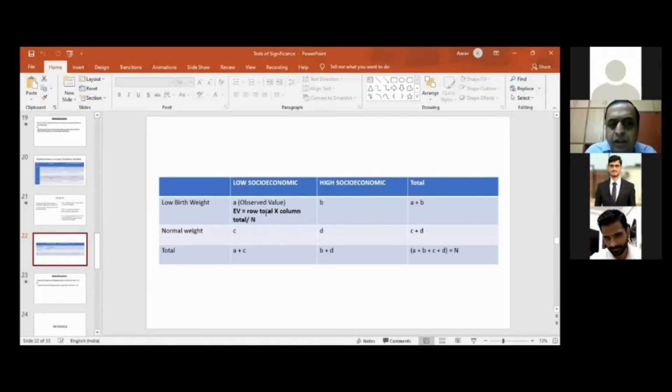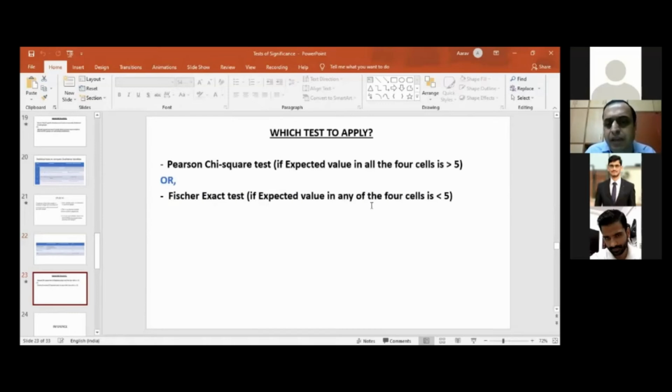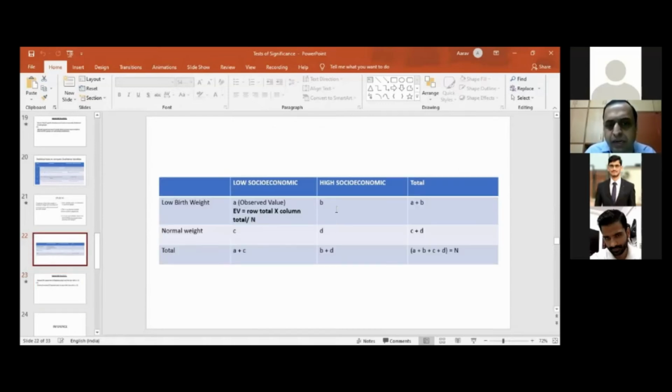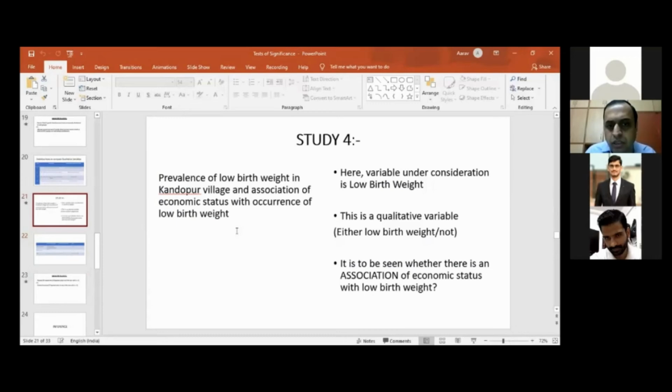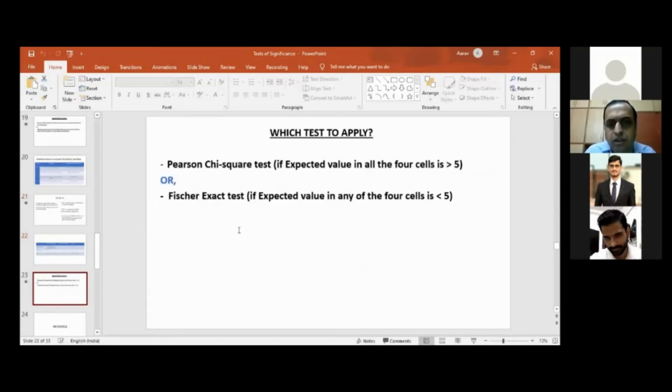So why is it done? Because if the expected value in any of the 4 cells is less than 5, we have to use Fisher exact test to check association. And if it is more than 5 in all the 4 cells, we have to use Pearson chi-square test to check association.